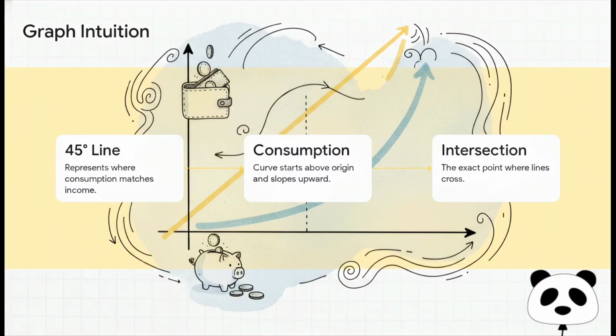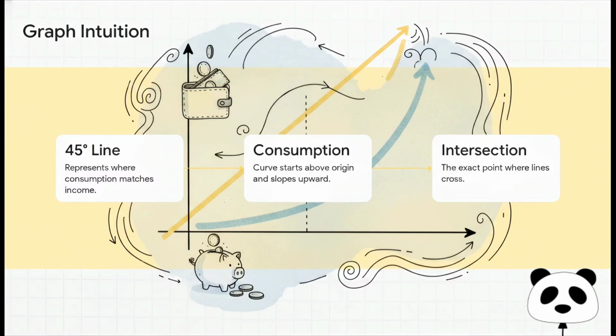If we map this out conceptually, it follows a really specific 3-step flow. First, you draw a 45-degree line starting right from the bottom corner. This line represents a hypothetical world where consumption perfectly matches income at every single level. Second, you plot your actual consumption curve. Crucially, this curve starts above the origin because of that autonomous consumption we talked about earlier. Remember, you spend even when income is 0. It slopes upward, but flatter than the 45-degree line because of Keynes' law.